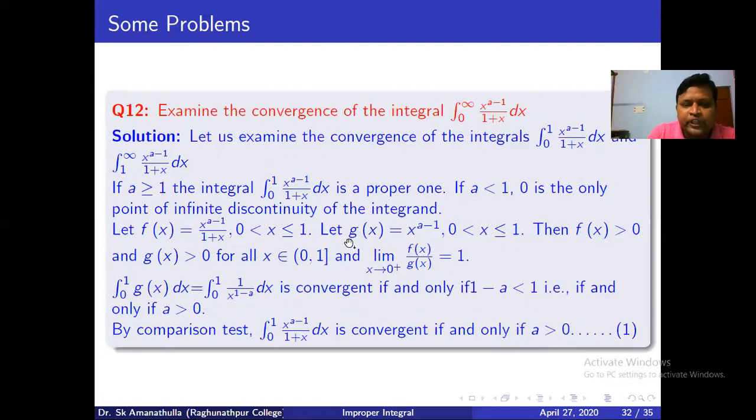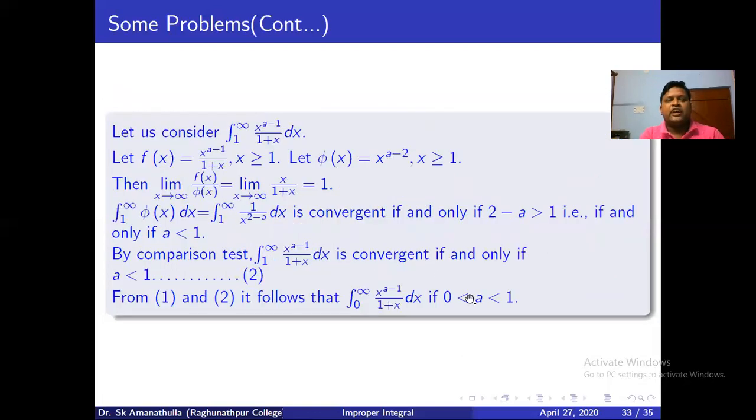Here we see that integral 0 to 1 g(x) dx equal to 0 to 1 dx by x to the power 1 minus a, and we know that this is convergent if and only if 1 minus a less than 1, that is if and only if a greater than 0. So by comparison test, the given integral, that is integration 0 to 1 x to the power a minus 1 by 1 plus x dx is convergent if and only if a greater than 0.